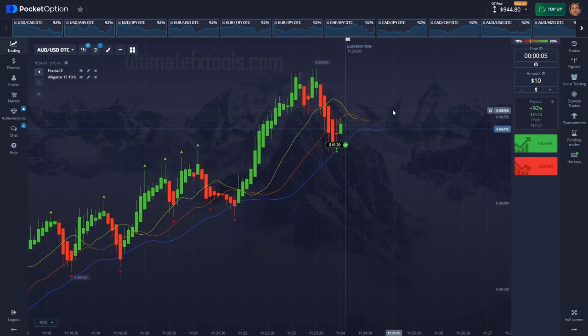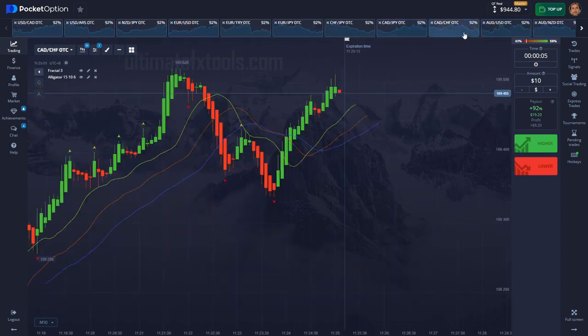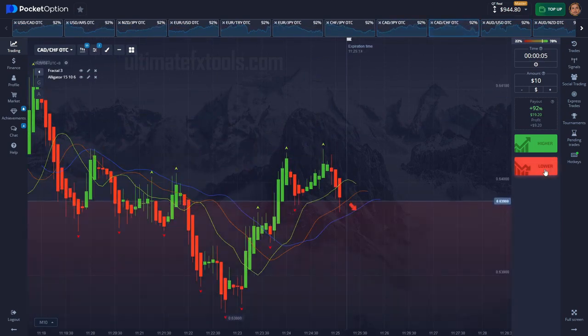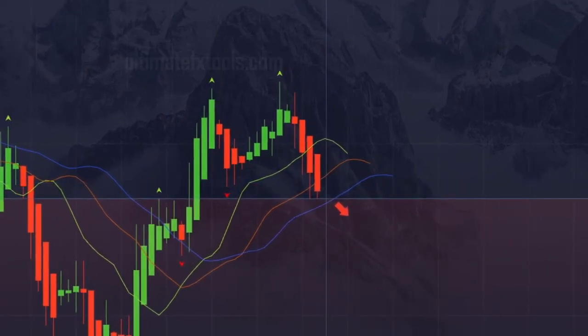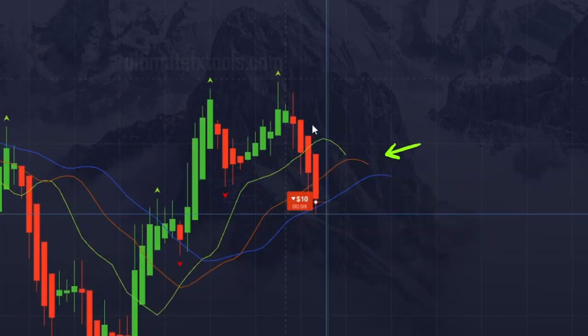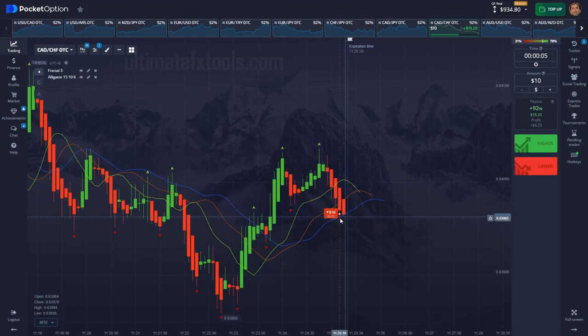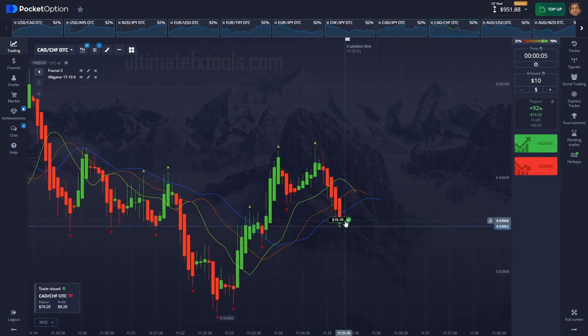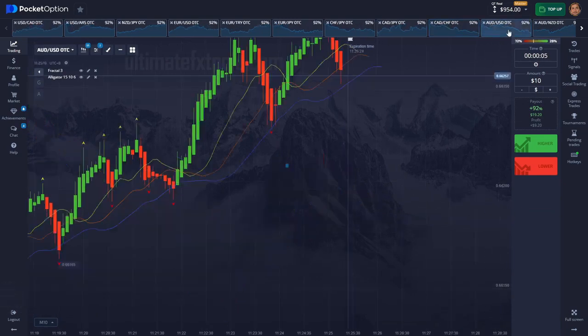Got a good result for that trade. Another spot here, a fractal arrow and a good reliable alligator to trade. See the rest of the video and apply the strategy to get more wins while trading with Pocket Option.